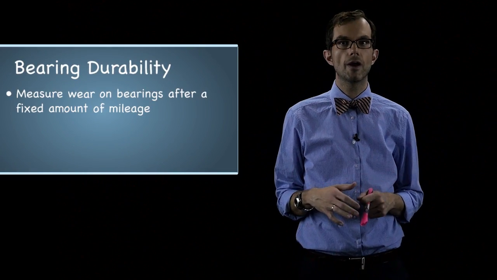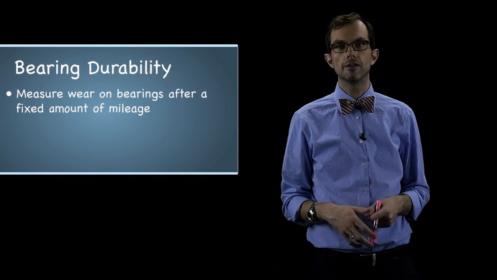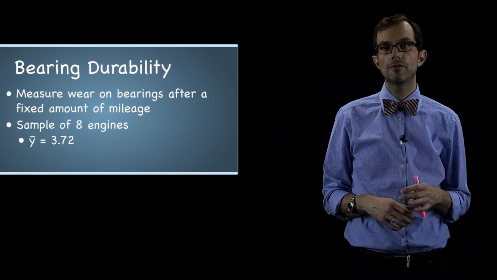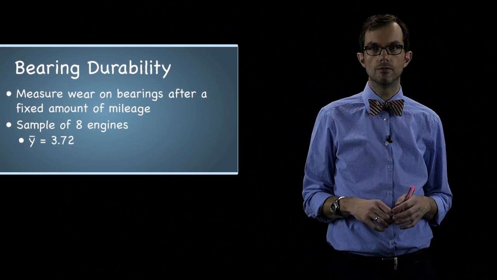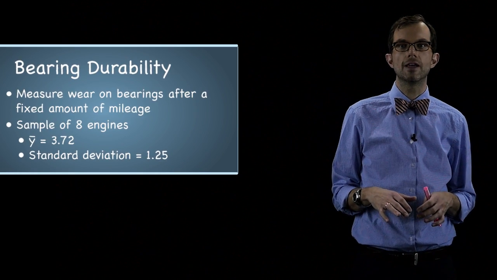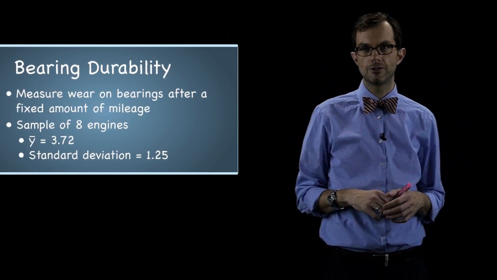So let's take a look at a first example of calculating the probability of type 2 error. Say we're testing internal combustion engines with bearings made out of copper lead. We want to measure the amount of wear on these bearings after a fixed amount of mileage. We collect a sample of 8 engines, and Y bar for that sample is 3.72, and a standard deviation of 1.25, both of which are measured in 10,000ths of an inch.